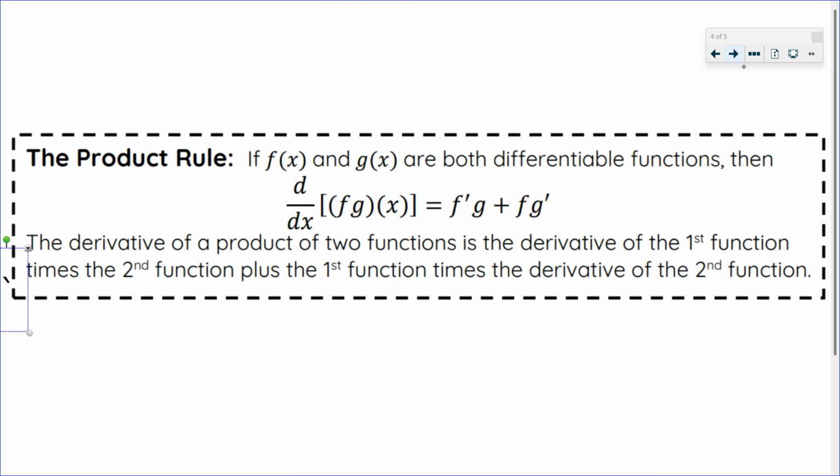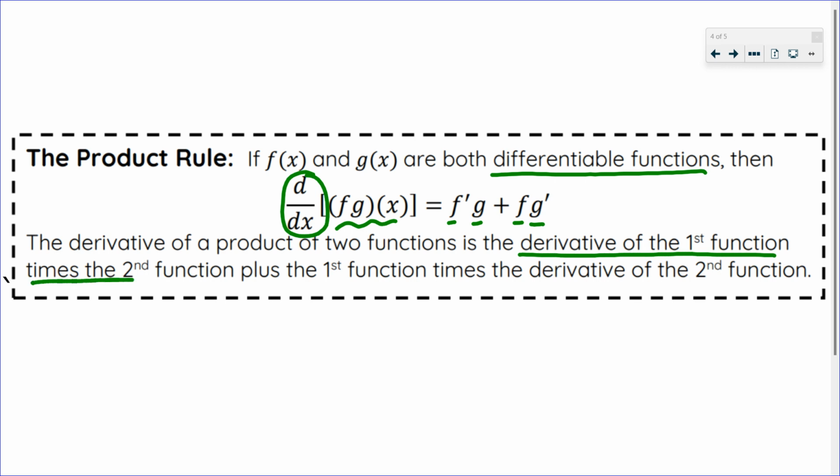The product rule: if f(x) and g(x) are both differentiable functions, then the derivative of the product is equal to f prime g plus f g prime. Basically, what that means is that the derivative of a product of two functions is the derivative of the first function multiplied by the second function plus the first function times the derivative of the second function. So now I've proved the product rule and I can use it for any type of product.